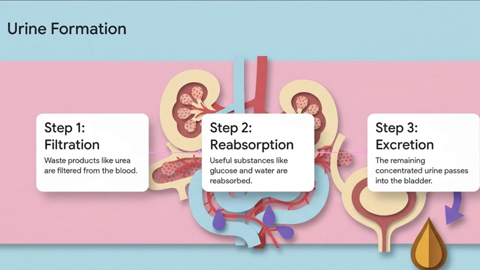First is filtration, where blood is pushed through a filter. Second is selective reabsorption, where the body pulls back anything useful, like water and glucose. And finally, what's left over gets concentrated into urine and sent to the bladder.